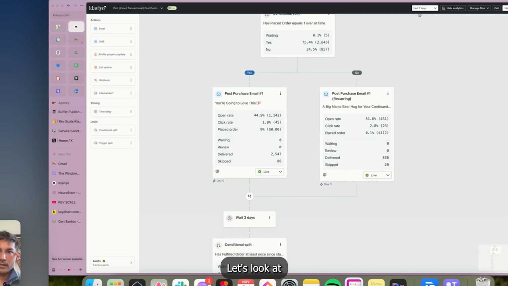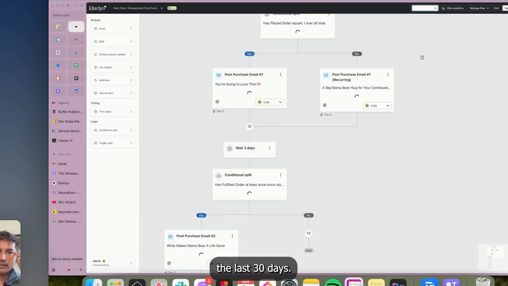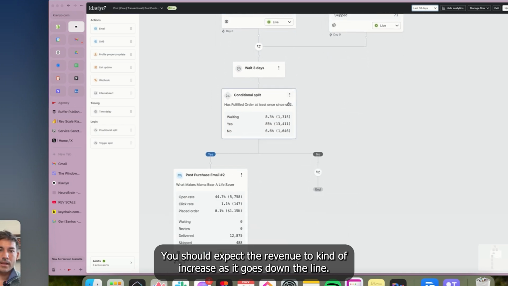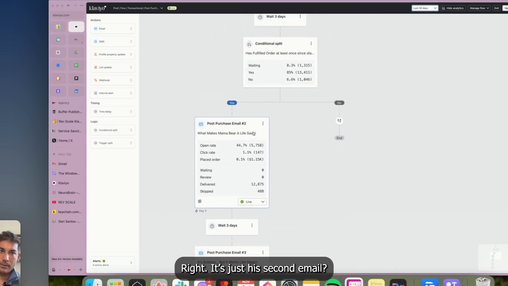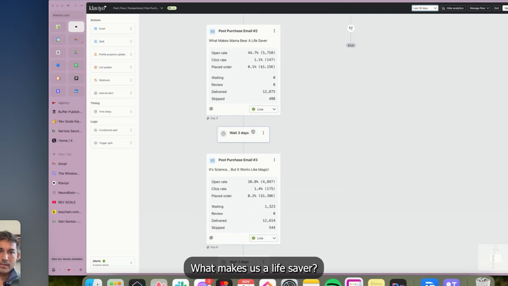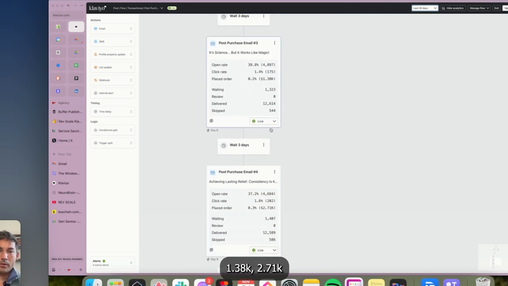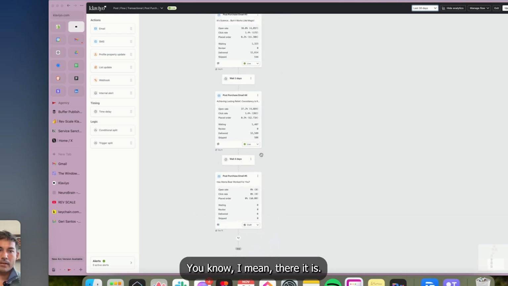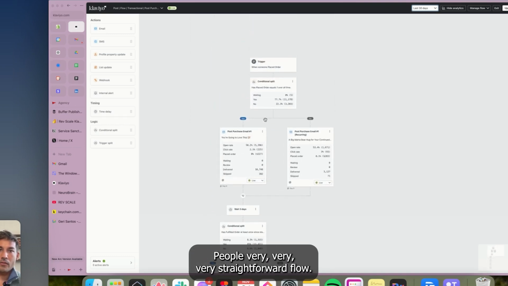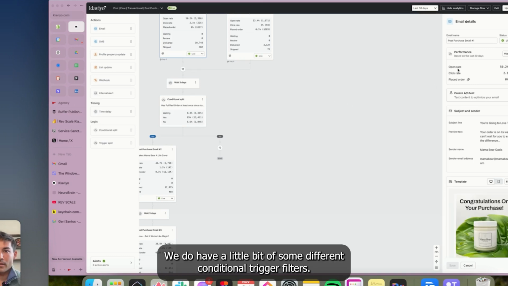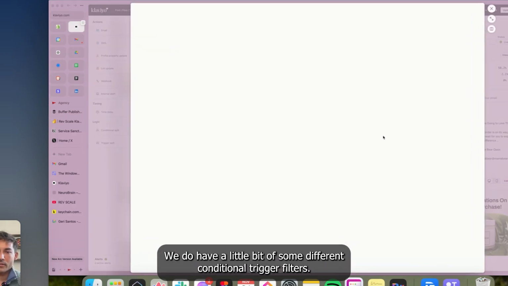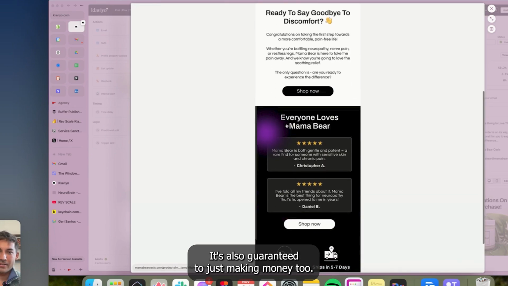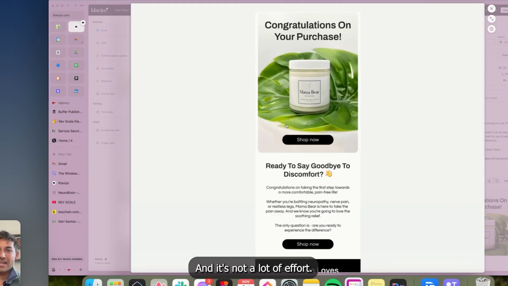Open rate. Here, let's look at the last 30 days. You should expect the revenue to kind of increase as it goes down the line, right? See this second email. What makes us a lifesaver? 1.38K, 2.71K. You know, I mean, there it is, people. Very, very, very straightforward flow. We do have a little bit of some different conditional trigger filters. This is a very simple and very straightforward flow. It's also guaranteed to just make you money too. And it's not a lot of effort.